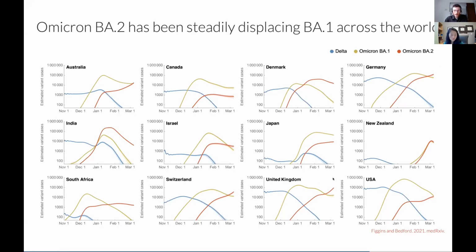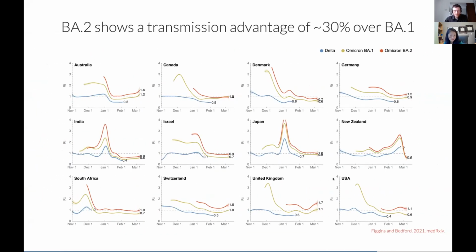If we look at Rt, we can see this play out, where again, the red line is BA2, the yellow line is BA1. And we can see that in basically every country, the red line is systematically above the yellow line, which indicates that BA2 is more fit than BA1, has a transmission advantage. We don't think this is due to immunity.